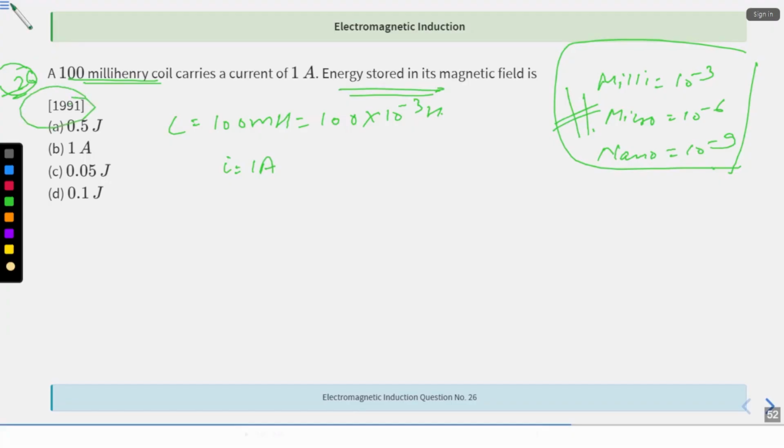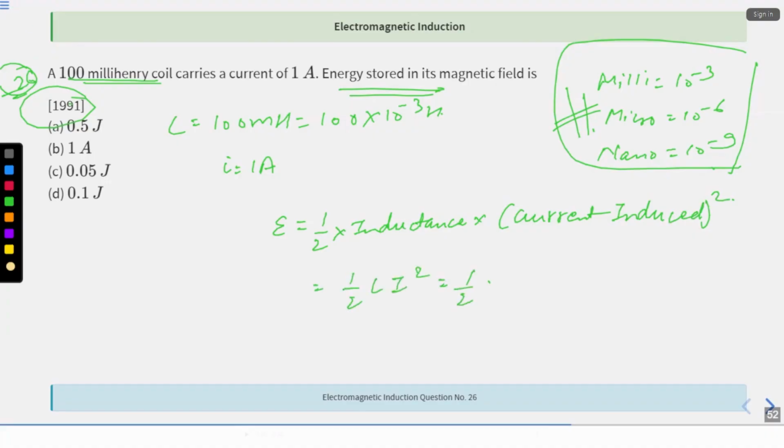It was asked in 1991. So again, this is a simple direct question. If you know the formula for energy, it is given by half into inductance into current induced squared. Okay, so half Li squared.